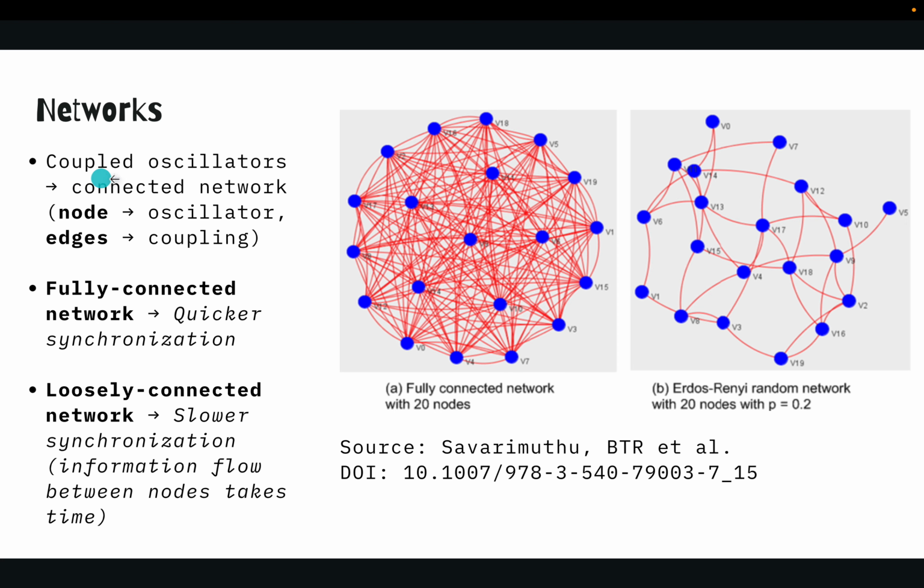So for us, these nodes are oscillators, and they are coupled oscillators. The coupling strength is modeled by these edges, these red lines, they're the coupling. We will study fully connected networks, where we would expect quicker synchronization, and also loosely connected networks, where we will expect slower synchronization.